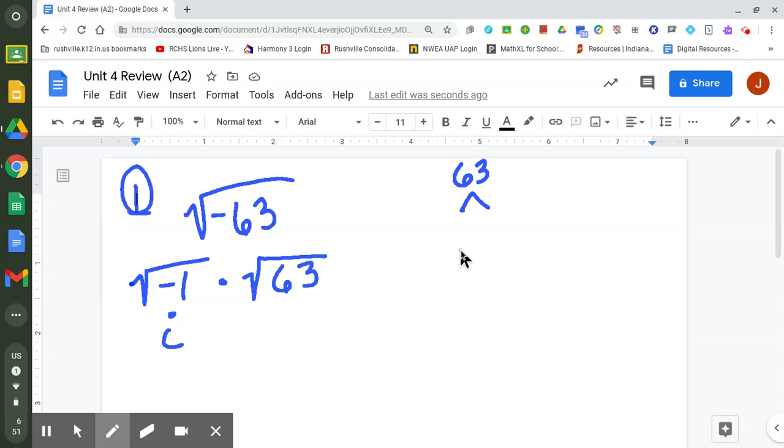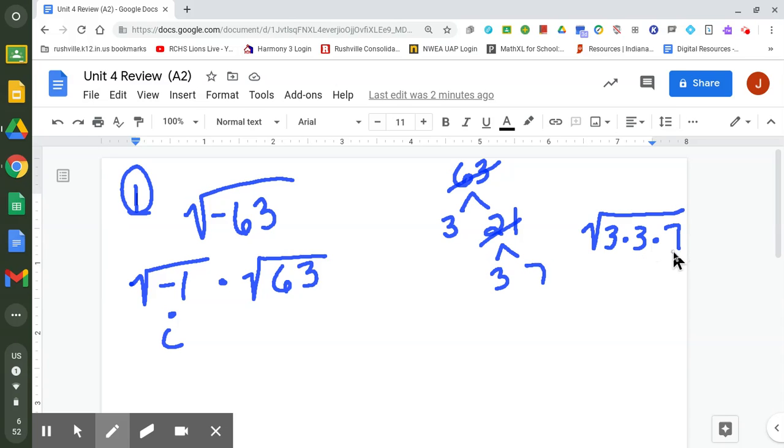So I'm going to do a factor tree. 2 will not go into 63, so I'm going to try 3. 63 divided by 3 gives me 21, and that means I'm done with the 63. Then 21 can factor out to 3 and 7. So the square root of positive 63 is the square root of 3 times 3 times 7.